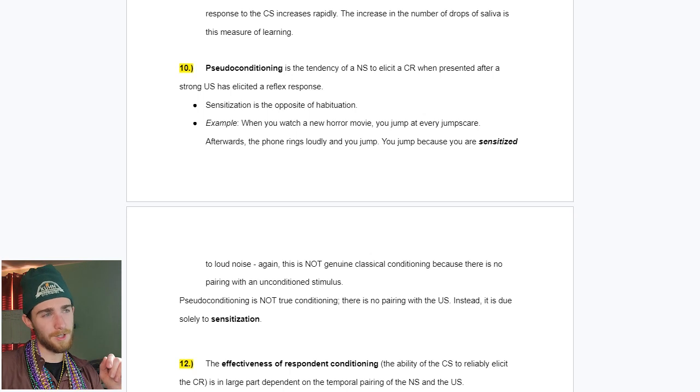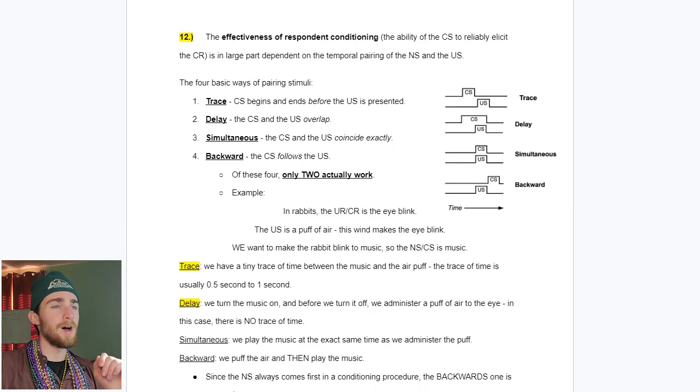That's pseudo-conditioning. All right, the effectiveness of respondent conditioning is in large part dependent on the temporal pairing of the neutral stimulus and the unconditioned stimulus. Now, there are 4 basic ways of pairing stimuli. We have trace, delay, simultaneous, and backwards. Now, of these 4, only 2 of them actually work. So I'm going to run you through an example to illustrate this.